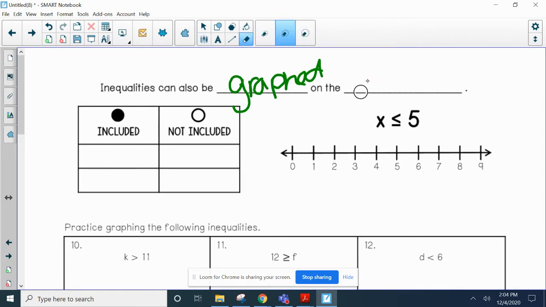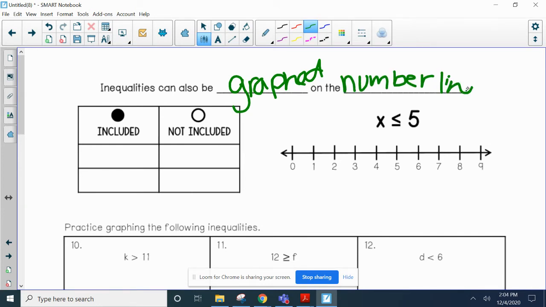On the number line. All right. So, included, that filled in circle, is less than or equal to or greater than or equal to. If you're including the number that you're talking about, you're going to bubble in that number. So you're going to fill in the circle. If you're not including it, it would be less than or greater than, because you are not including it. So you leave it open so you don't say that I'm also including this number.